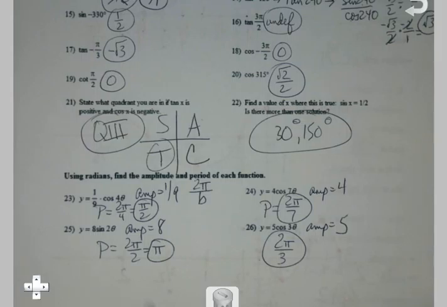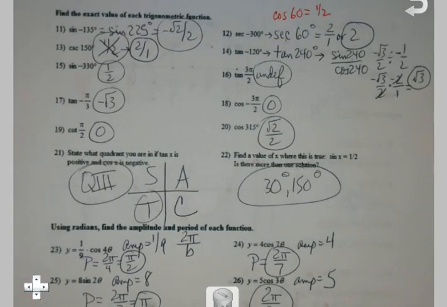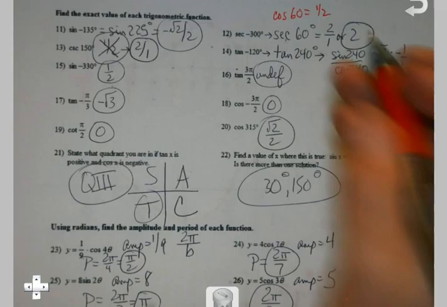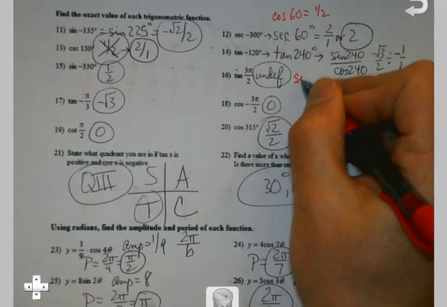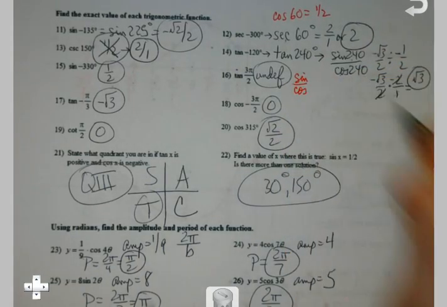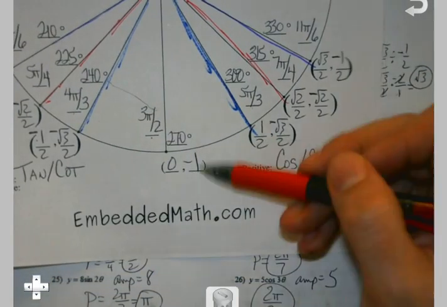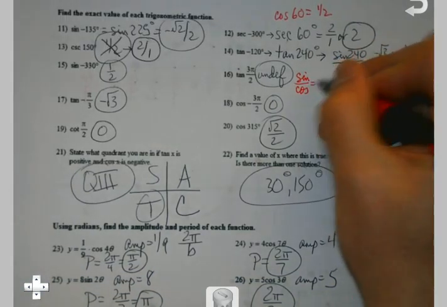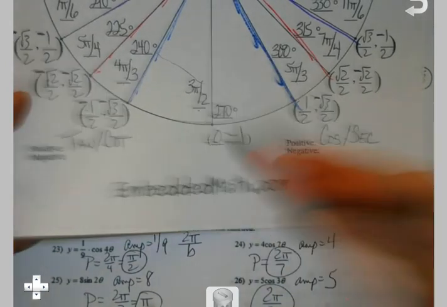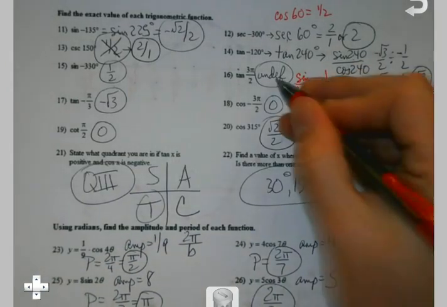Now, the one that we're going to revisit for a moment is 16, because that looks kind of strange. Like, how's it undefined? Okay, tangent of 3 pi over 2. Let's peek. Tangent of 3 pi over 2 would be the equivalent of, again, sine over cosine of that same value. So if I look at 3 pi over 2, sine is -1. Cosine is 0. -1 divided by 0 is undefined.